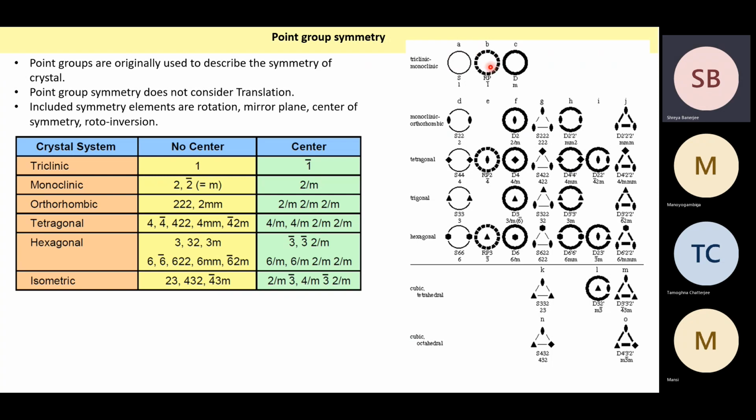So for the 7 crystal systems, you can have many different point groups. We are not yet going into the details of these point groups. We will do that in the next class. This is just to give you an overview of the different kinds of point groups. There are 32 point groups, and they are divided into the 7 crystal systems.